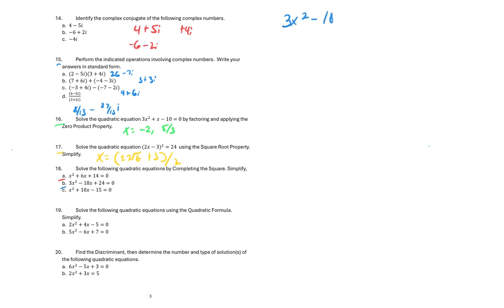3x squared minus 18x plus 24 is equal to 0. First thing with completing the square, we want this value to be implied 1, so we need to factor out or divide everything by 3.